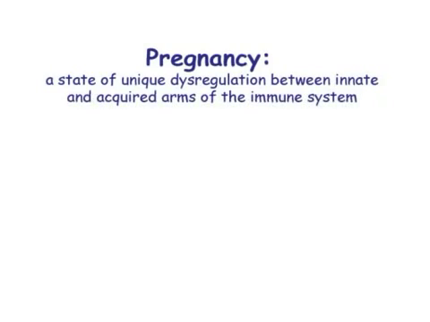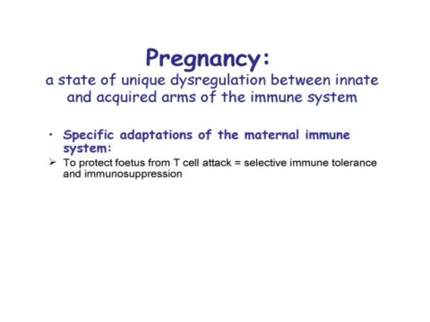So I'll come back to some of the responses that we look at, and because it requires those peptides, I think that basic understanding is important. So the interesting thing that happens in the context of pregnancy and immune responses is that this is a state of unique dysregulation that happens between the innate as well as the adaptive immune system. And you have a specific adaptation of the maternal immune system for a very important reason. It's really to protect the fetus from T cell attack.